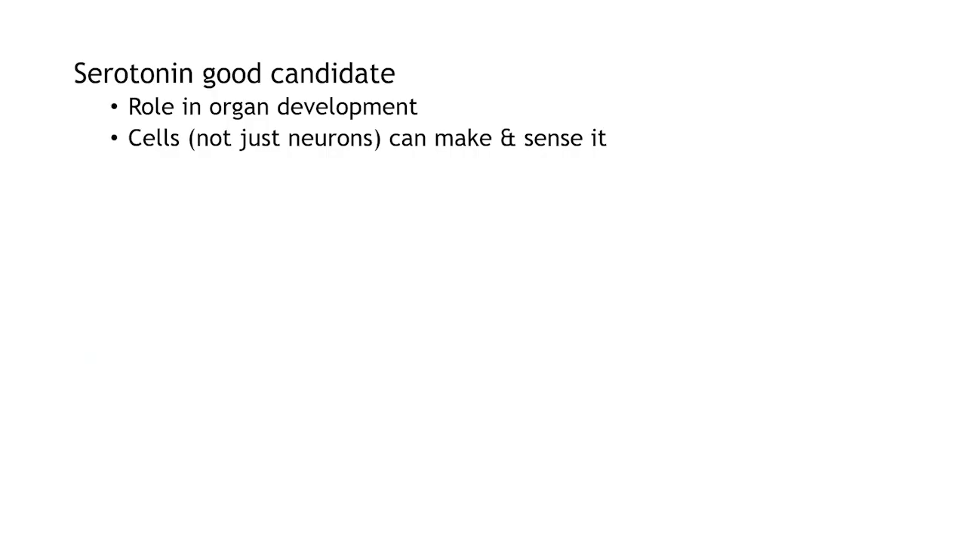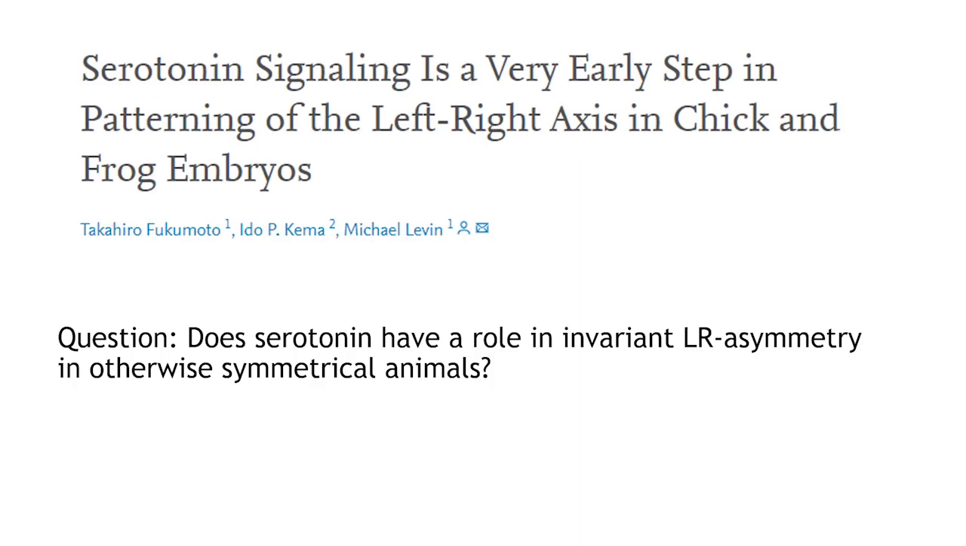Serotonin is a good candidate because of its known role in organ development, and also because most cells, and not just neurons, can make and sense it. So the specific question is, what role does serotonin play in invariant left-right asymmetry in otherwise symmetrical animals? This is partially exploratory research, so there are many sub-questions and sub-hypotheses attached to that we'll go over.